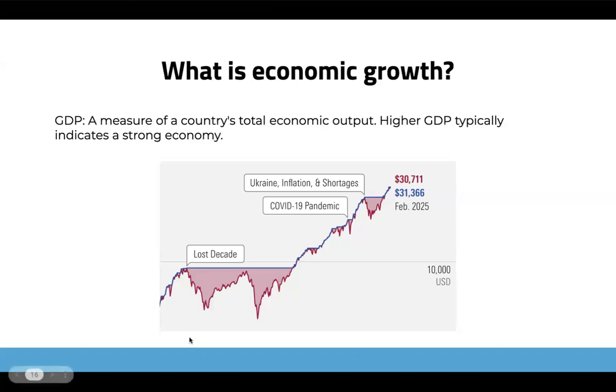And then we can look at economic growth in graphs. This is a graph of the economic growth of the US, and we can see when the main dips happened. For example, the COVID-19 pandemic made a huge dip. Inflation due to the war in Ukraine also made a huge dip. But in total, economies tend to grow over time. So even though there's dips, there's total growth in the long term.